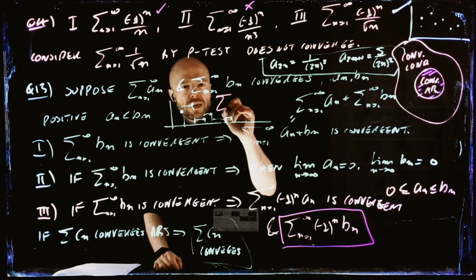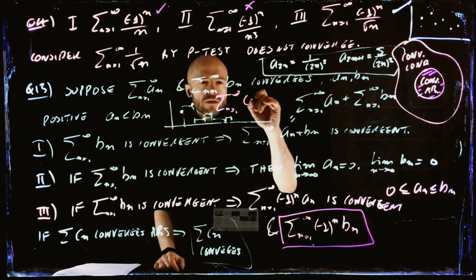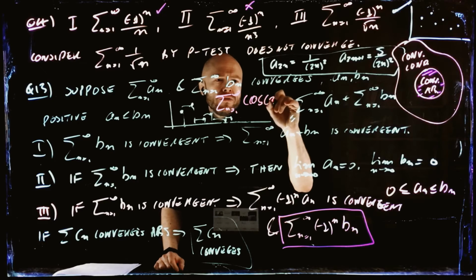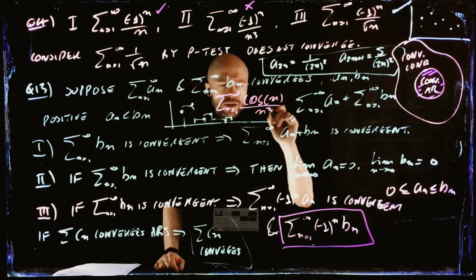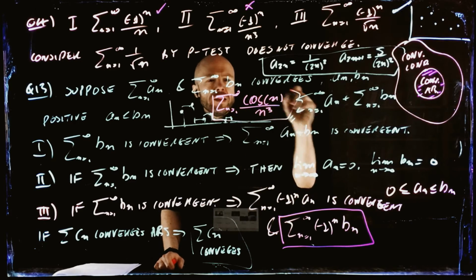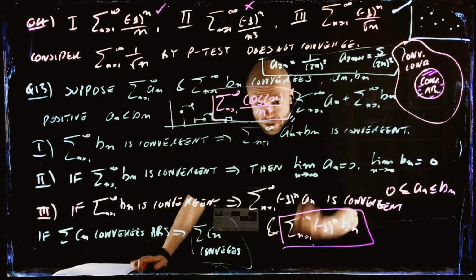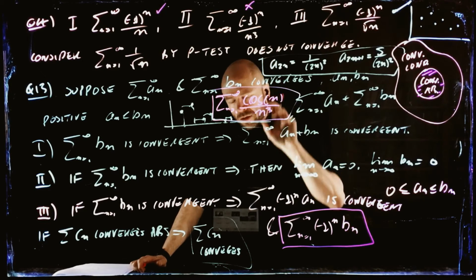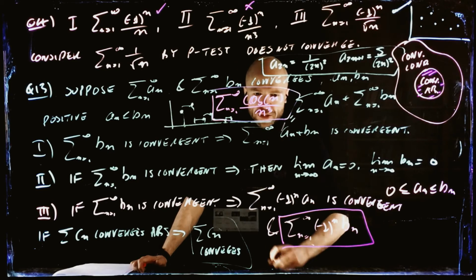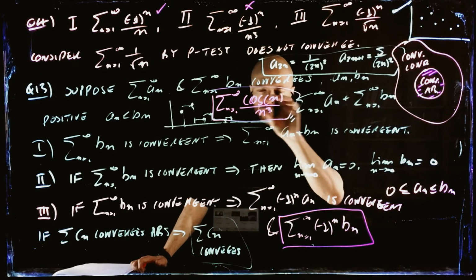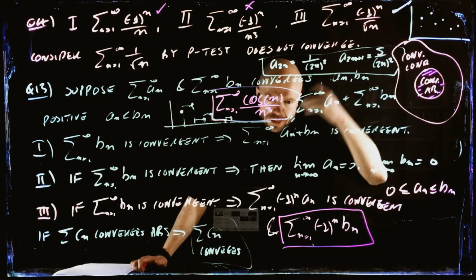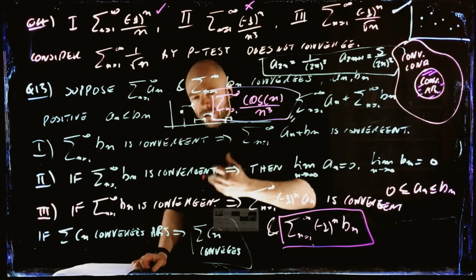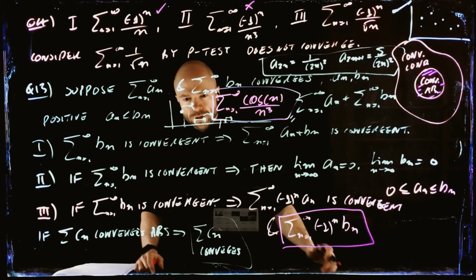So remember when we had things like this, cosine of n over n to the 3, yeah? Then there's no way to apply the alternating series test to this, right? Because it's not alternating, yeah? But we can still show it converges because we know that this thing converges absolutely, because cosine absolute value is between 0 and 1, yeah? So the absolute value of this is less than 1 over n to the 3, so by the comparison test, the absolute value converges, therefore it converges.